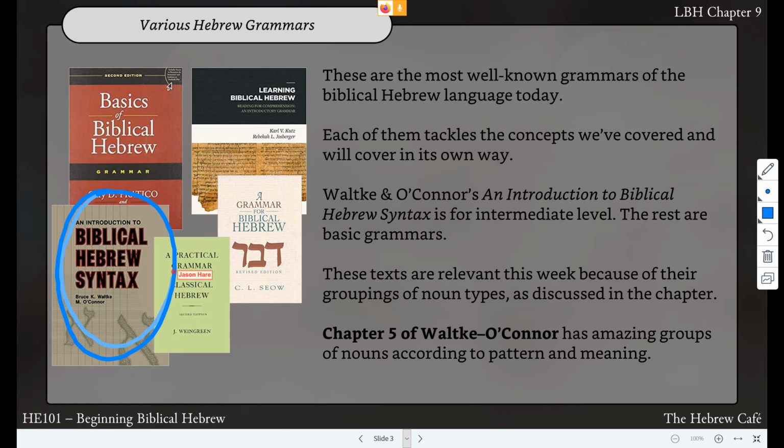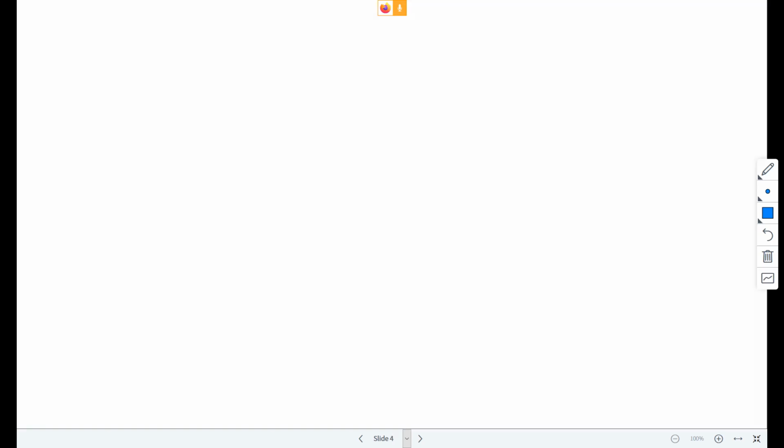This is more of an intermediate one, the Introduction to Biblical Hebrew Syntax by Waltke and O'Connor. It's not a book that you could sit down and learn Hebrew from, but once you've already studied a year of grammar, you can use it for classifications and for understanding what's happening with the words that you've already learned. So anyway, these are basically the most well-known grammars of Biblical Hebrew today. Chapter 5 of Waltke and O'Connor is what's relevant to our chapter, chapter 9 in the book that we're looking at.